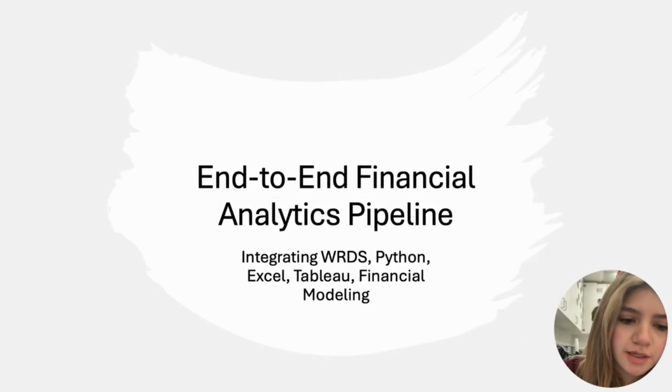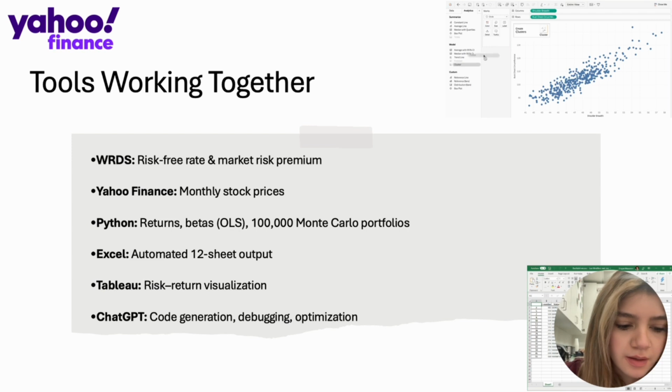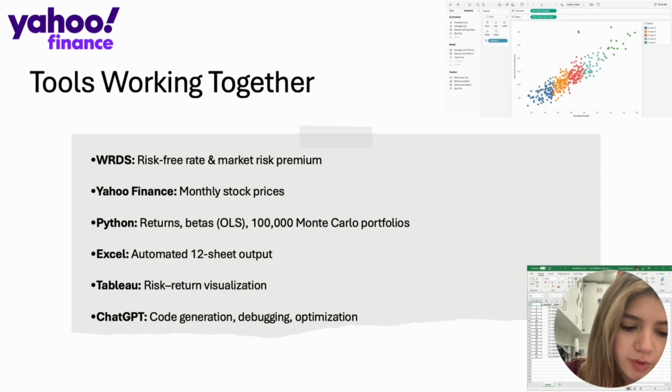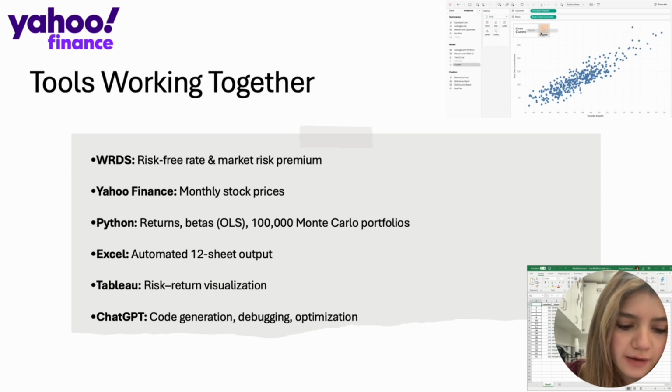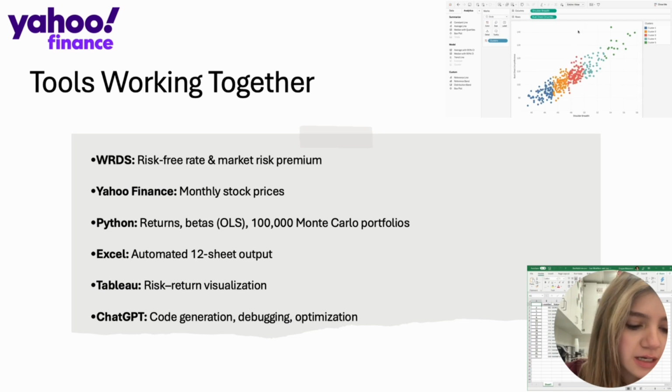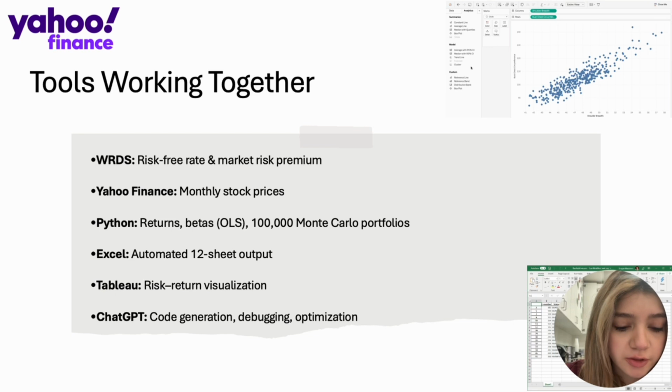Hello, today I'm presenting the end-to-end financial analytics pipeline I built, which integrates every major tool we use in this course, from WRDS to Python, Excel, Tableau, and financial modeling. My project wasn't about using one tool at a time, it was about connecting all tools into a single workflow. WRDS provided factor data, Yahoo Finance provided stock prices, Python handled all the heavy analytics, Excel formatted everything into a professional 12-sheet workbook, and Tableau produced the final visual insight. ChatGPT supported development and debugging throughout the process.